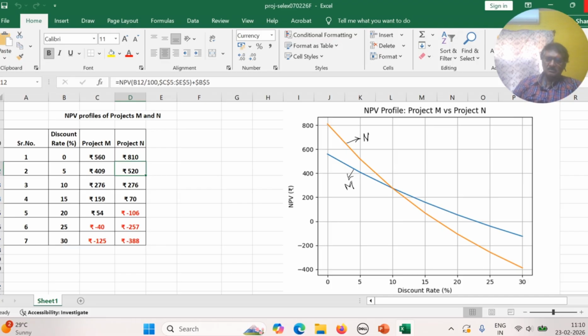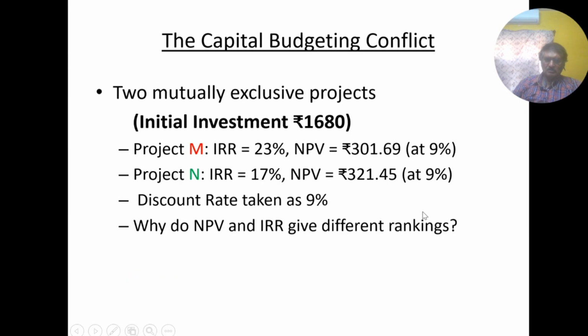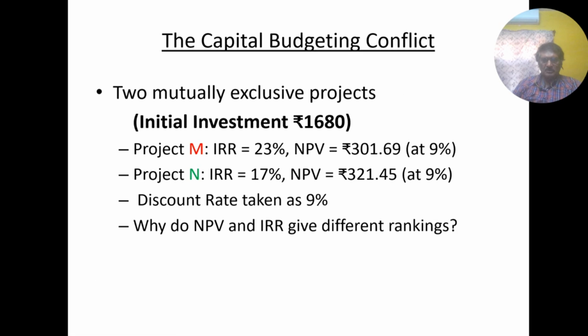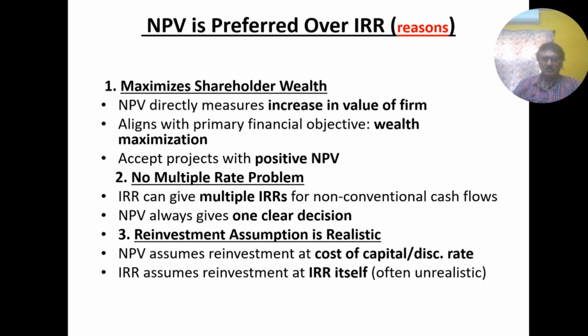NPV is always preferable to IRR for decision making. Why? That I am going to discuss. NPV is preferred over IRR. Why? The reasons are narrated here.